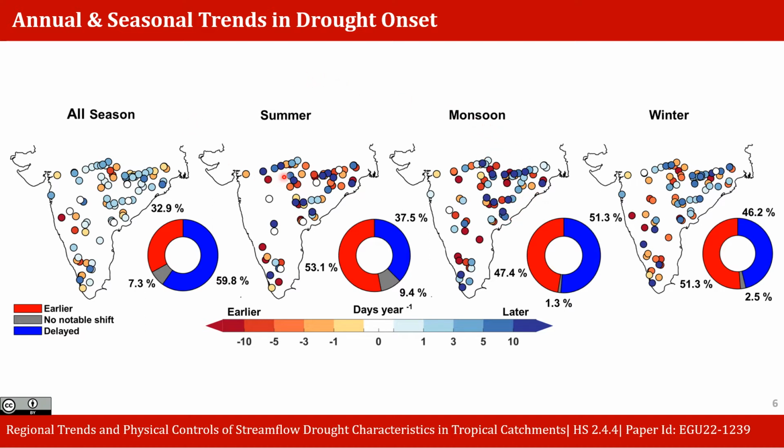Now for the summer drought, there are some stations which have no summer drought events. And also the summer drought tends to show earlier onset. The winter drought also shows earlier onset for more than half of the stations. So is this earlier onset also accompanied by an increase in the deficit volume? We'll see in the next slide.